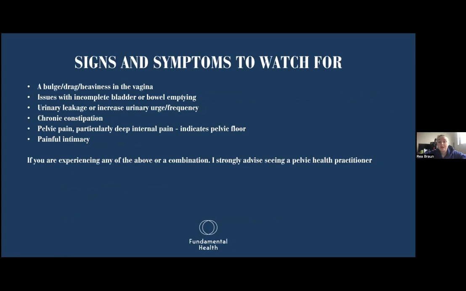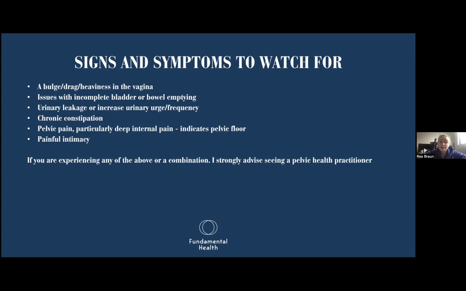Signs and symptoms to watch out for: if you're feeling a bulge, a drag, a heaviness in the vagina, if you're having issues with incomplete bladder or bowel emptying. So if you're feeling like when you go to urinate that you're needing to do a double void, or when you get up you're like there's still something there, and common for bowel, especially people with constipation, that you're like there's just more there and it's not coming. Urinary leakage or increased urinary urge or frequency, especially these can be paired together.